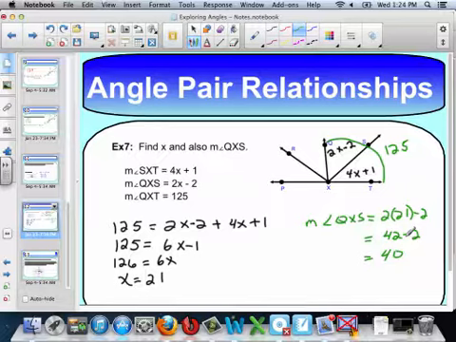All right, any questions on that? Let me write it down. Okay, well, what did we find out that x was? X was 21. All I did is substitute that in for QXS.